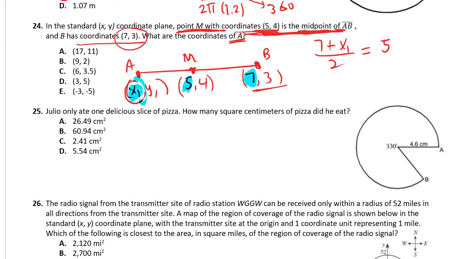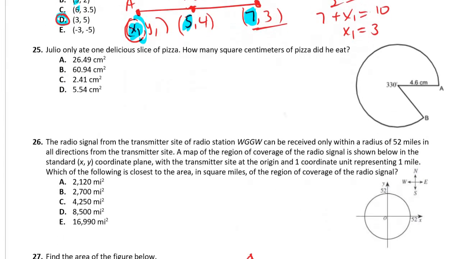If you follow the same way we did in number 2, you just cross multiply. 7 plus x1 is 10. And then subtract 7 from both sides. x1 is 3. The only one that has a 3 in the answer given to you is D. That's a 3 as the x coordinate, so you don't need to waste time. These are all different, okay? So the only one is 3. Don't waste too much time. So it's D.